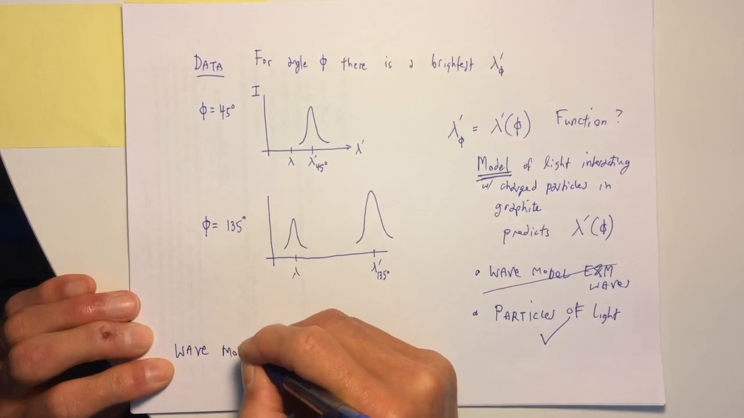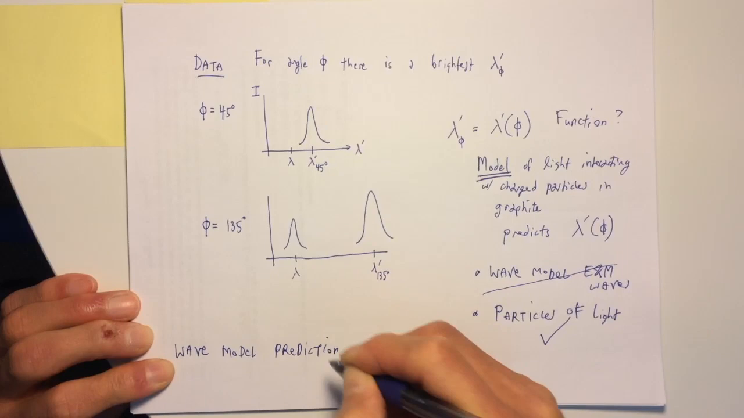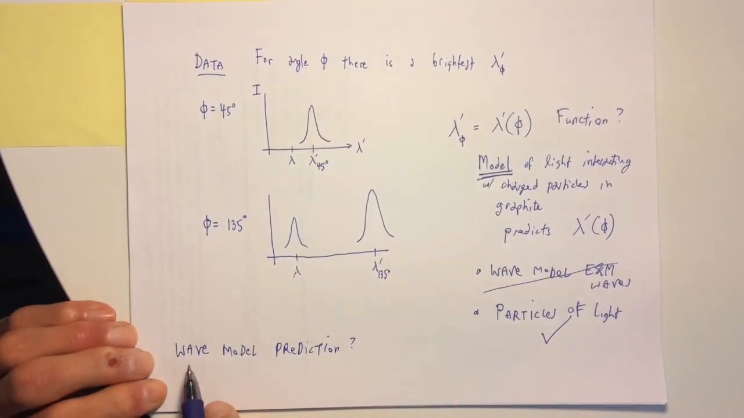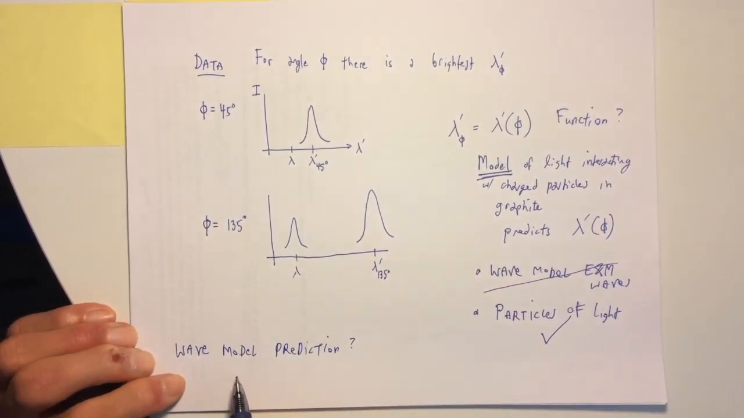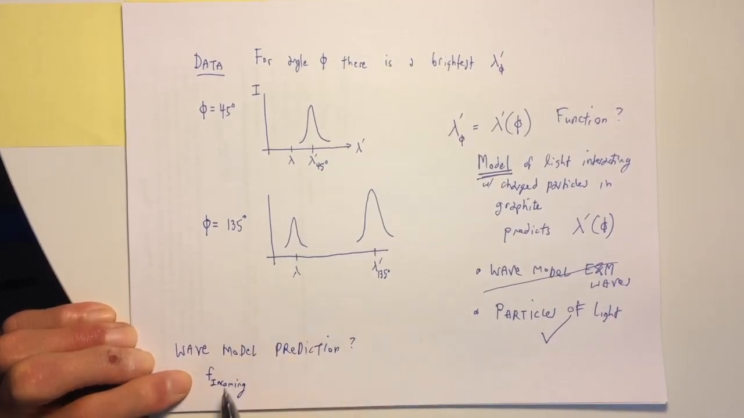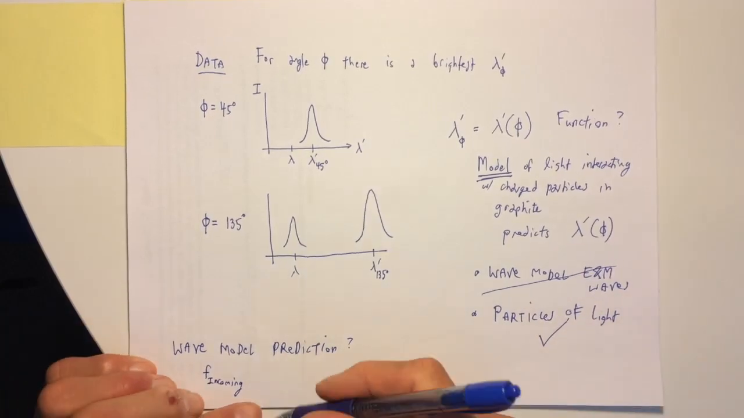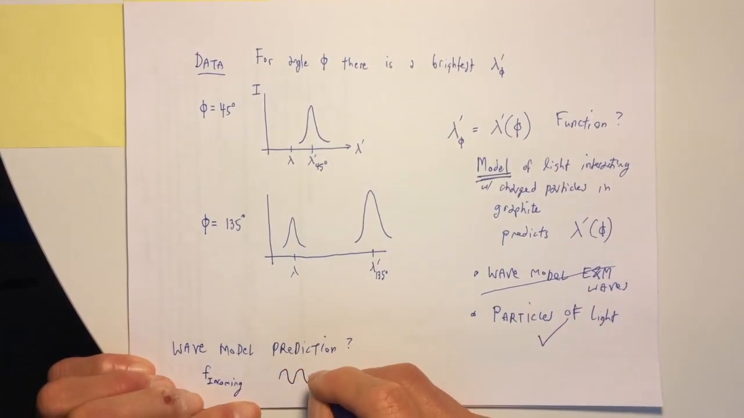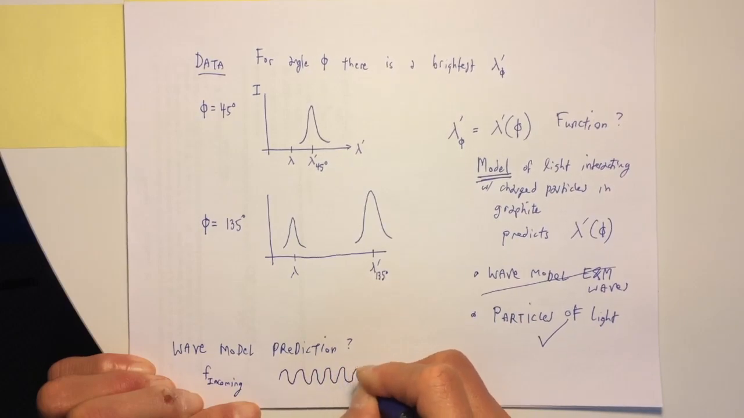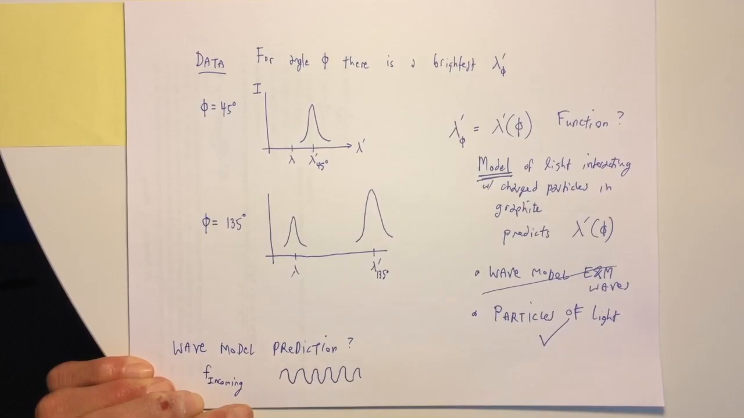What is the wave model prediction? Well, the wave model, if you have a sharply defined X-ray, that means you have a very sharply defined incoming frequency. So the frequency of the incoming light is very sharply defined. So here it is. Here is the incoming wave. It's only of a particular wavelength because I have a very sharply defined frequency.